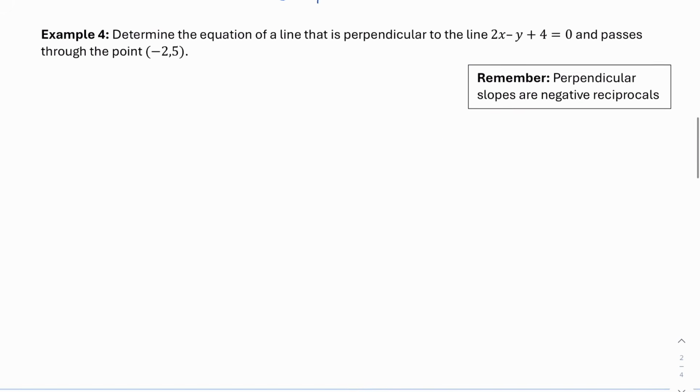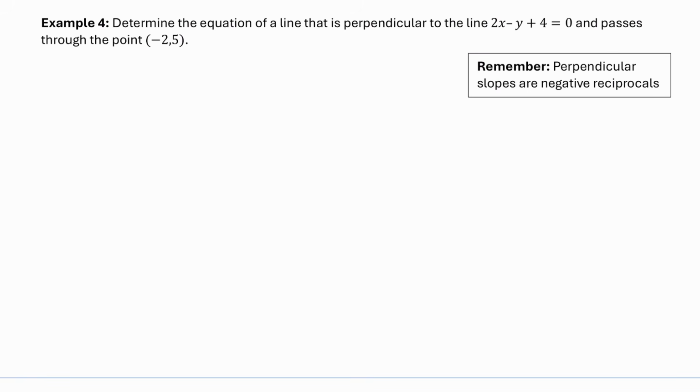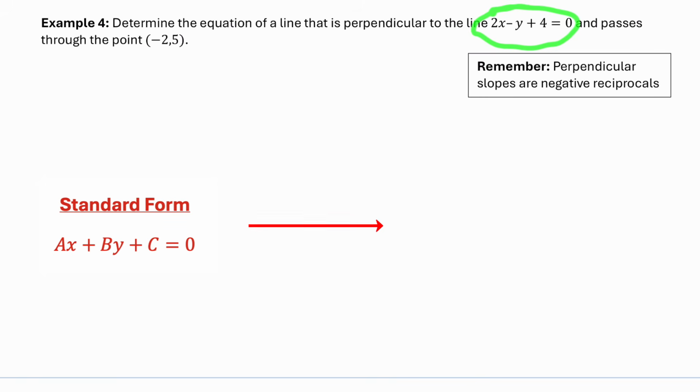And now example 4. It says determine the equation of a line that is perpendicular to this line and passes through this point. Well, first of all, this linear relationship is in standard form. To know its slope, I'm going to have to put it into slope y-intercept form. So I'm going to have to rearrange it to isolate y.